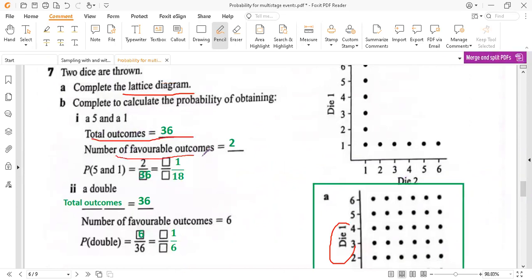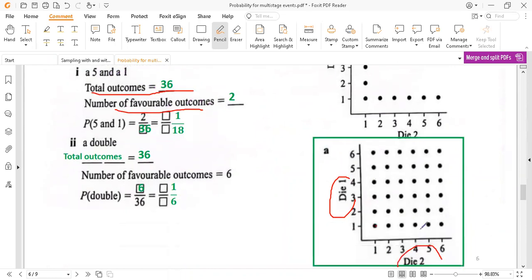The number of favorable outcomes to obtain a 5 and a 1, in any order: we have 1 with 5, and we have a 5 with 1. So normally it is only 2 over 36.